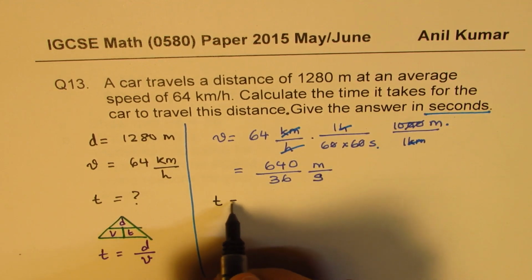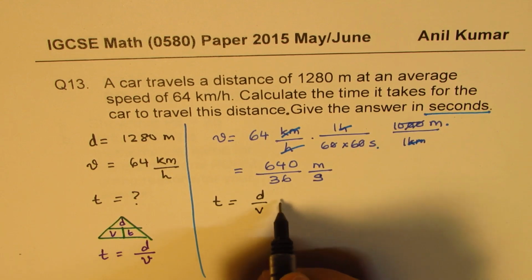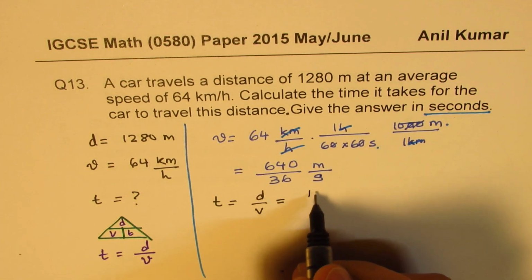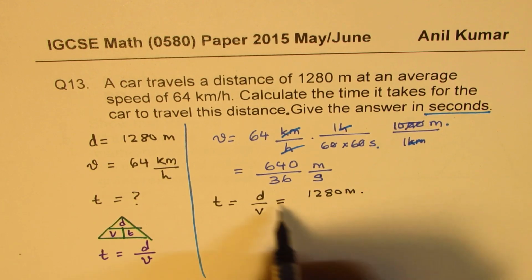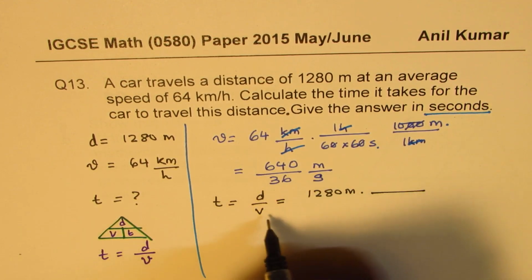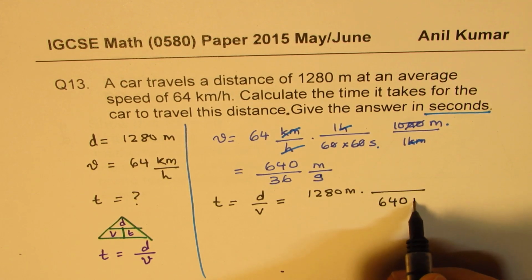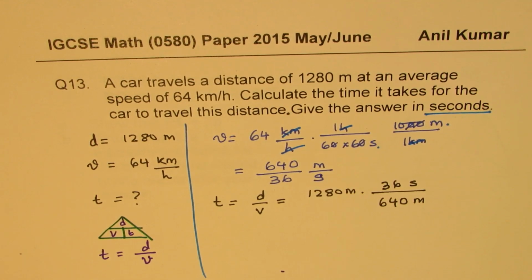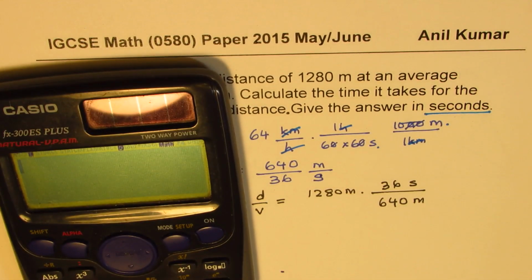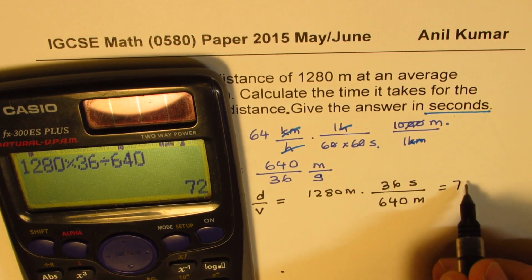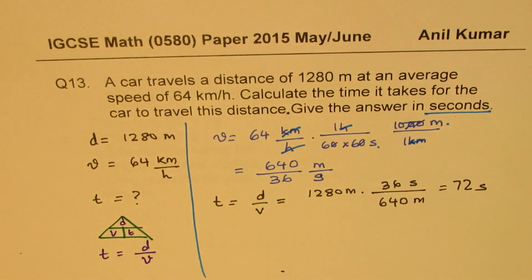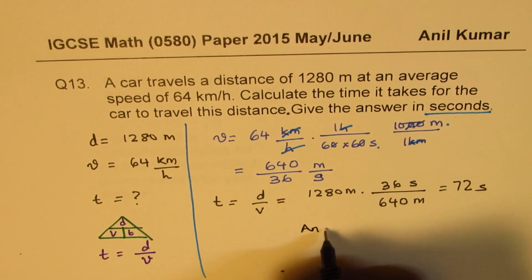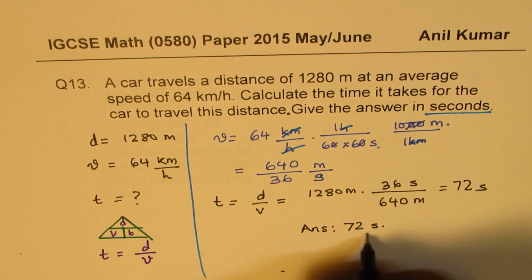So now the time is distance over velocity. So distance is 1280 meters. And the velocity is 640, it's in the denominator. So let's say 1280 meters over 640 over 36 meters per second, correct? So that should give us the answer. So let's calculate. We'll just do 1280 times 36 divided by 640. That's 72 seconds, correct? So our answer here is time taken will be 72 seconds, right?